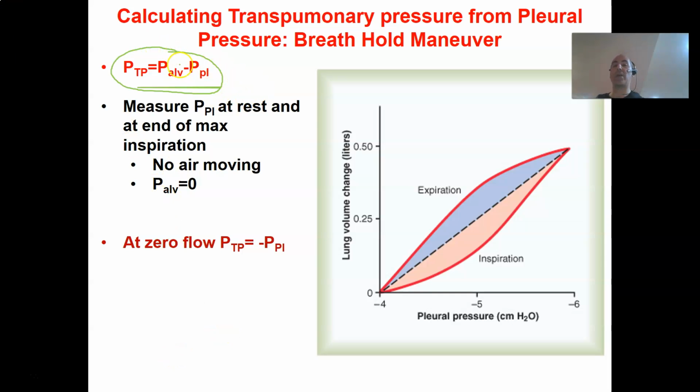Okay, so that's this equation. You measure pleural pressure, which is big P subscript PL, the same as big P subscript IP. So you measure pleural pressure at rest and at the end of max. On this graph, the 0 is here and the 0 is here, at the beginning of inspiration, the end of inspiration, the beginning of expiration and the end of expiration. There's no air moving. So at this point and at this point, alveolar pressure must be 0.